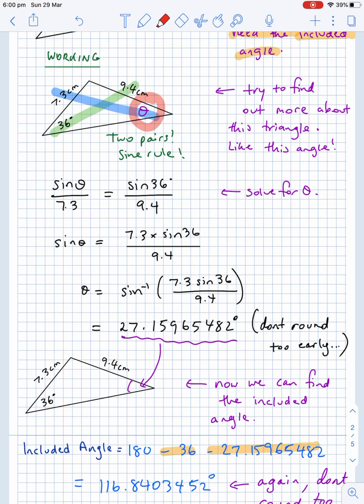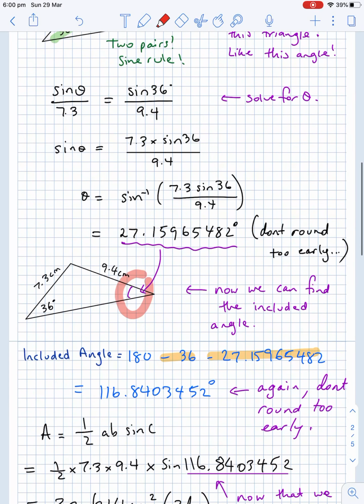Now this is this angle here, but remember we're trying to find the area. So we know this angle to be this. Notice how I'm not rounding too early. This is not our final answer, so I don't want to round this answer yet. If I round it, I'll slightly change this number, and it may impact my final answer.